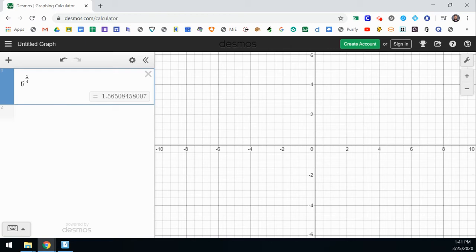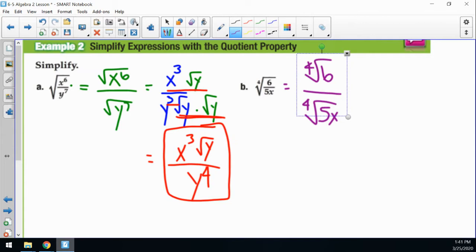But I can say, is there a number that I can take the 4th root of out of 6? So I think of its factors, which are 3 and 2. And so the answer is no, I can't do that. So I'm just going to leave this right here, the 4th root of 6. But I still have to get rid of the 4th root on the bottom, right?